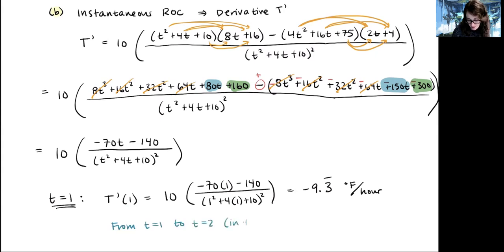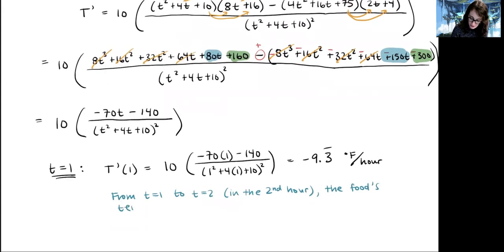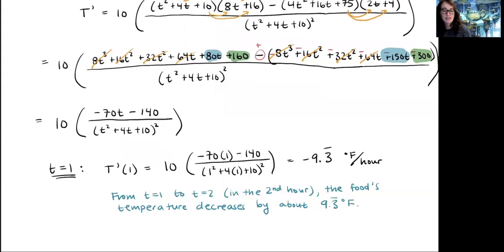So in other words, in the second hour, after the food is placed in the fridge, the food's temperature decreases by approximately 9.333 degrees. Okay, so in the second hour from t equals 1 to t equals 2, the rate of change is about negative 9.3 degrees Fahrenheit, which means that the temperature will be decreasing.